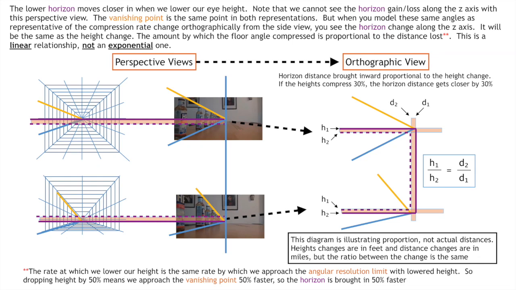The amount by which the floor angle compressed is proportional to the distance lost. That is essentially the bottom line. And this is a linear relationship, not an exponential one.